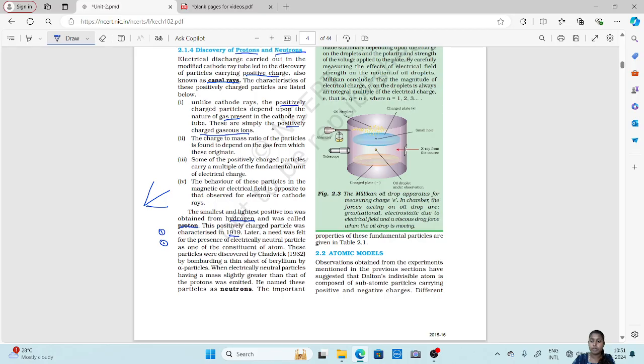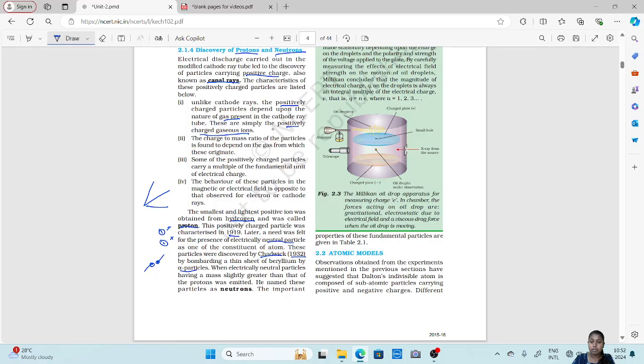Later, a need was felt for the presence of an electrically neutral particle. Now we have a positive and a negative, so it was seen that there is a need to find a neutral particle as one of the constituents of the atom. This particle was discovered by Chadwick in 1932 by bombarding a thin sheet of beryllium with alpha particles.